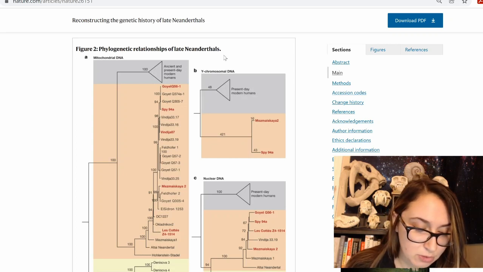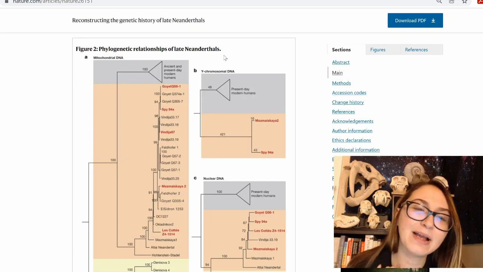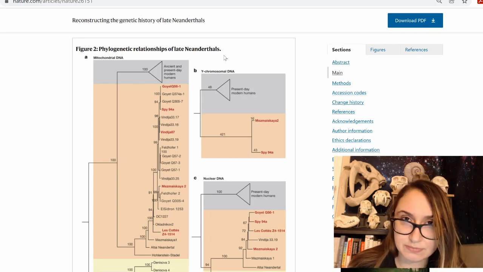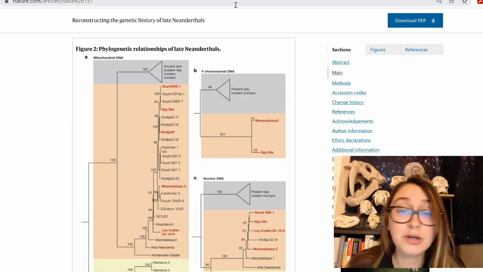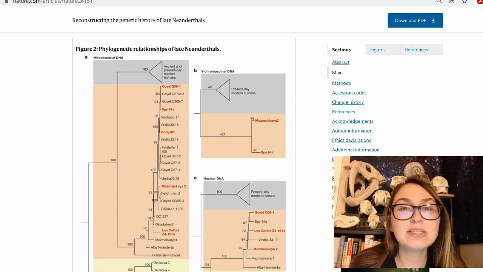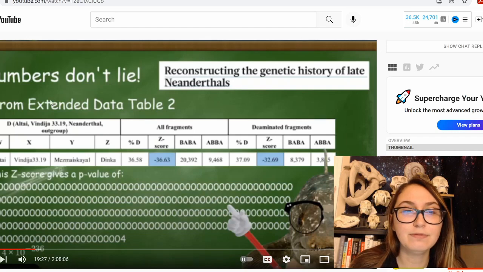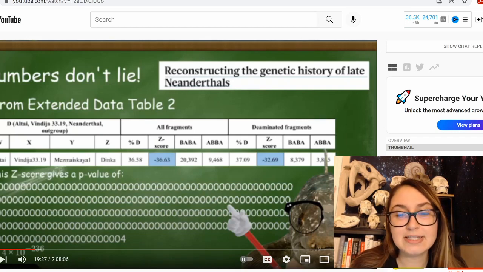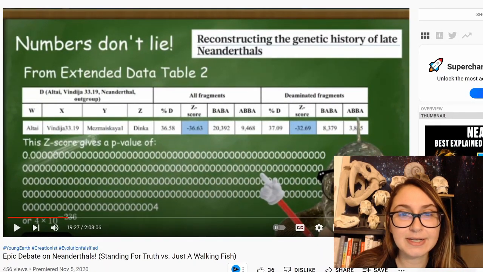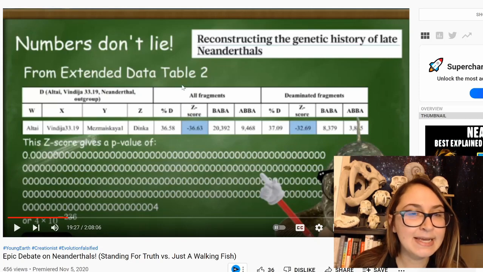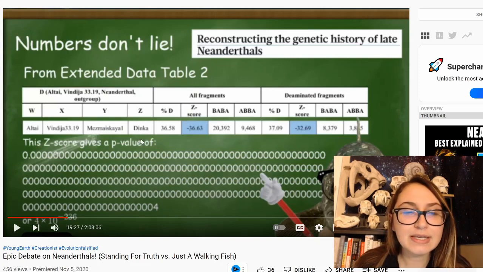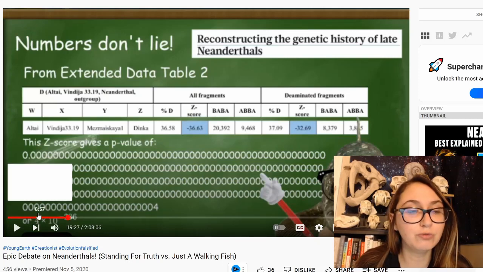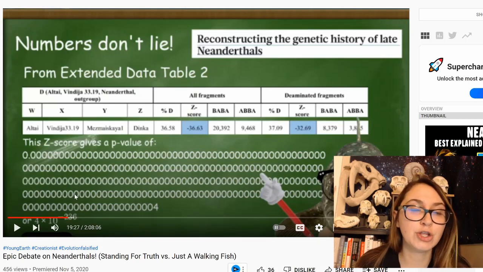So you might be wondering, well, how certain are we? And my friend Walker, Just a Walking Fish from the channel Just a Walking Fish, whom you should subscribe to, went ahead and actually, in a debate with an unknown individual, did the math for us here. He went to the supplementary material from this exact paper, from the Extended Data Table 2, reconstructing the genetic history of Neanderthals. I'm gonna move this over just so you can really appreciate what he's done here. And what he has done is he has shown us that taking the z-score and looking at its p-value is effectively equal to 4 times 10 raised negative 236.